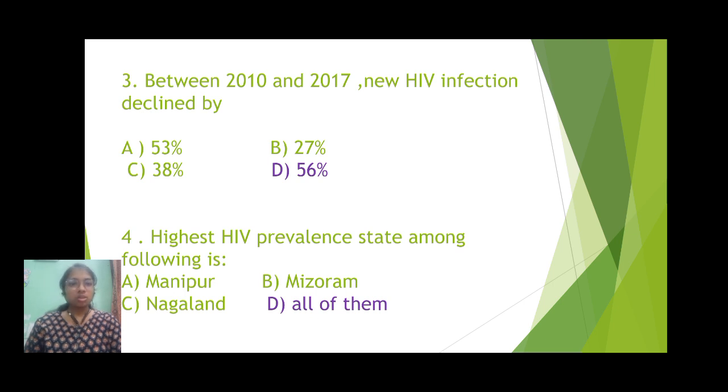56%. The HIV prevalence state among following is Manipur, Mizoram, Nagaland. As we know that the most infected state is Manipur, Mizoram, Nagaland. So the answer is all of them.